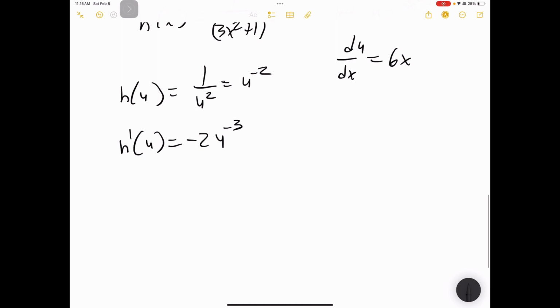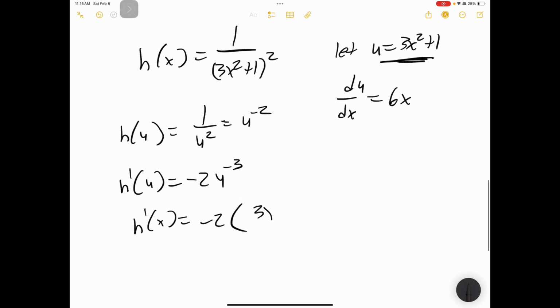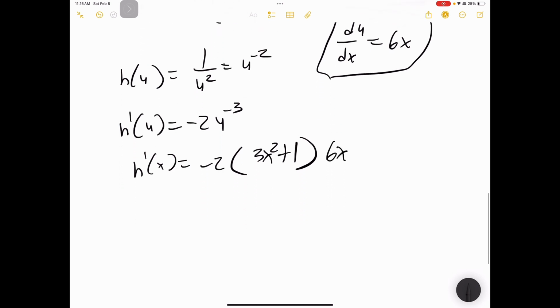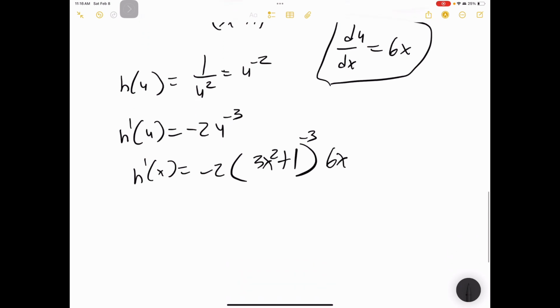So from here we can say the derivative with respect to x is going to be negative 2, replace the u with what we have here, 3x squared plus 1. But we have this du dx that has to tack on to the end, which is 6x. And this is to the negative 3. And we're left at the end with negative 12x times 3x squared plus 1 to the negative 3.